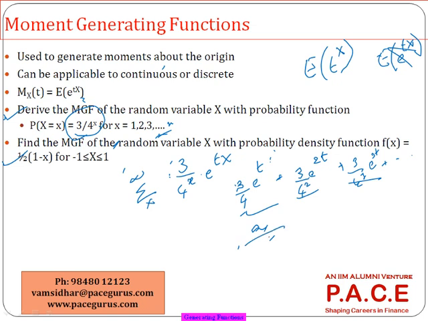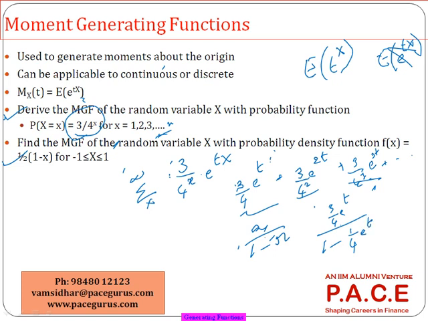First term divided by 1 minus r, which is the ratio. So the first term for me is 3 by 4 e power t, divided by 1 minus the ratio, which is the second term divided by the first term. Okay, 3 by 4, it is becoming 1 by 4 e power t. So I'll make it 1 by 4 e power t.